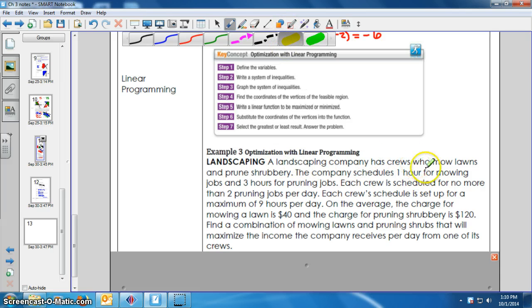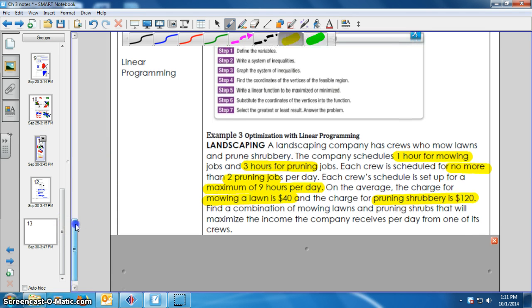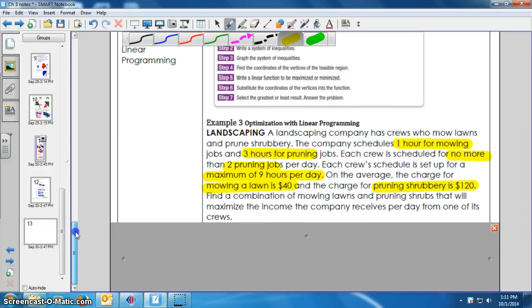A landscaping company has crews who mow lawns and prune shrubbery. The company schedules 1 hour for mowing, that's important, and 3 hours for pruning. Each crew is scheduled no more than 2 pruning jobs, so that's important. Each crew's schedule is set up for a maximum of 9 hours per day. On average, they charge $40 to mow and $120, excuse me, to prune. Find the combination of mowing and pruning that will maximize the income and make them the most money.